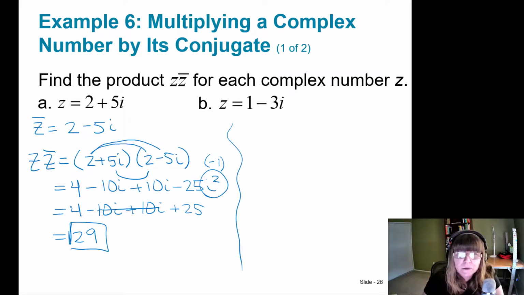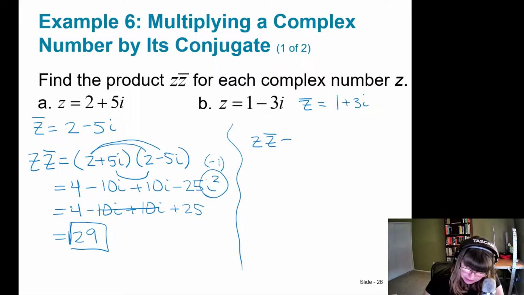Z equals 1 minus 3i. Let's multiply it by its conjugate. I've got to figure out its conjugate first. So the conjugate of z is 1 plus 3i. Now let's multiply the two of them together. Z times z conjugate is going to be 1 minus 3i times 1 plus 3i.